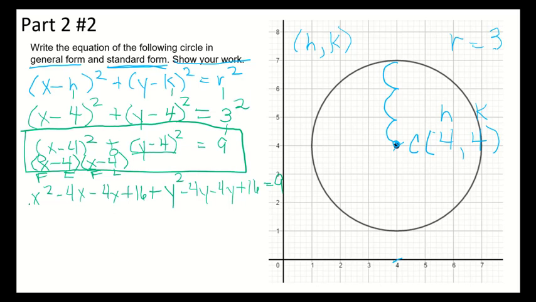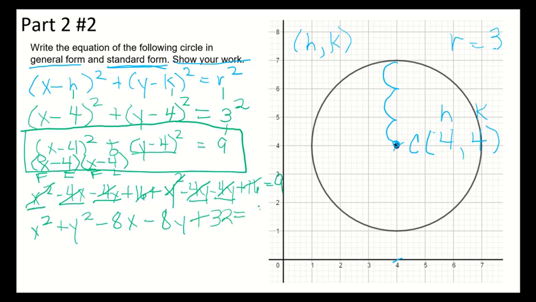Now let's work on ordering these from the highest exponent. We have an x squared, go in alphabetical order, x squared, and then we have a plus y squared. Now we're going to go to our terms with x to the first power. We have negative 4x, add those together, we get negative 8x. And then we also have negative 4y, add those together, we have negative 8y. And then 16 plus 16 is 32. We still have equal to 9.